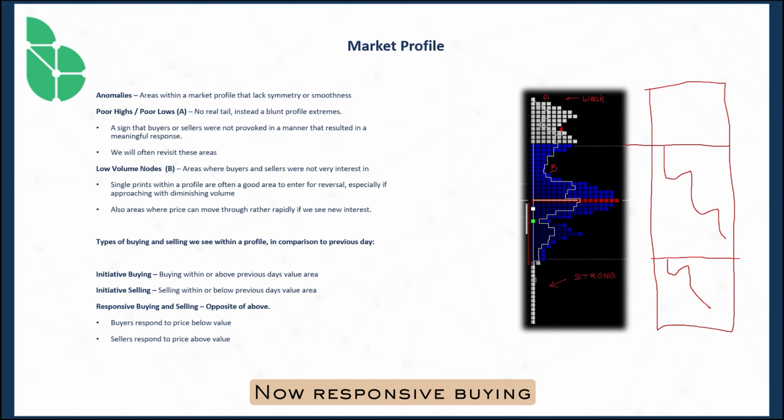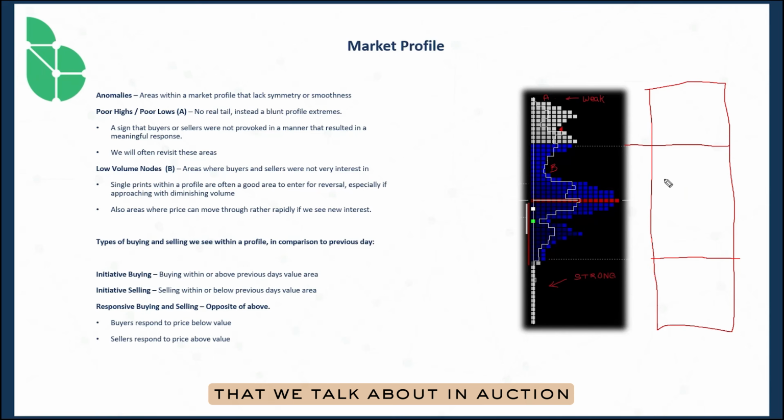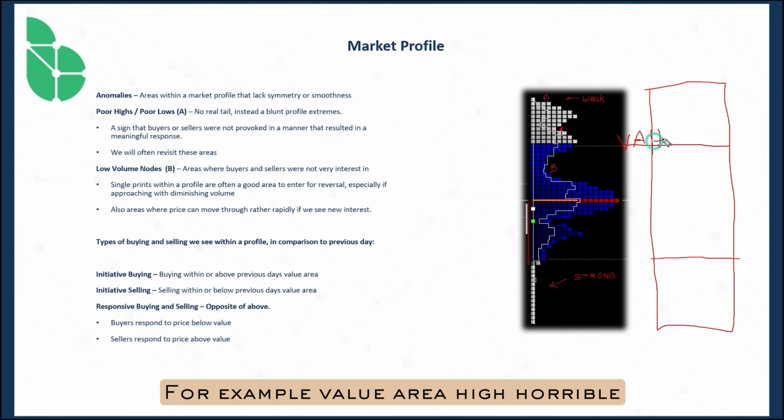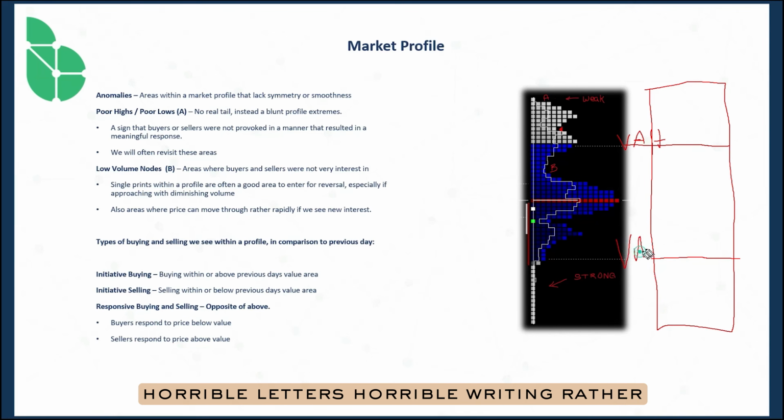Now, responsive buying is the type of buying that we talk about in auction market theory when we come below value, okay, and responsive selling when we come above value. So value area high, okay, for example, value area high, horrible writing rather. Value area high, value area low.